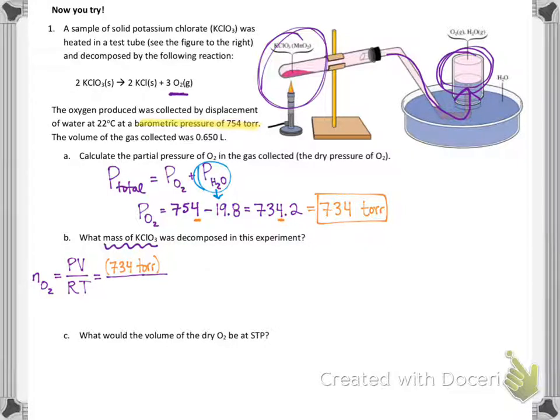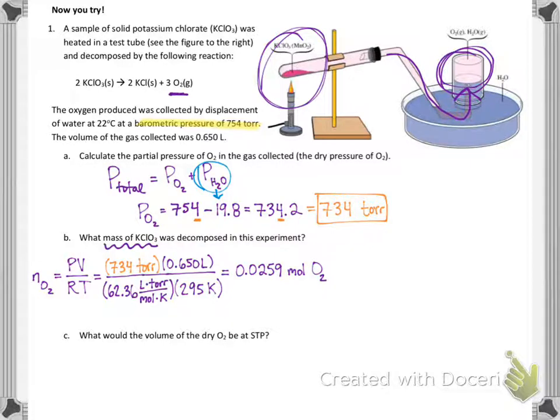We're using the partial pressure of oxygen that we calculated in part A, and then they gave us the volume in the problem. And because we're in torr, we're using the 62.36 value of R. And of course, we are converting to Kelvin. And when you plug this in, it gives you a pretty tiny number of moles.